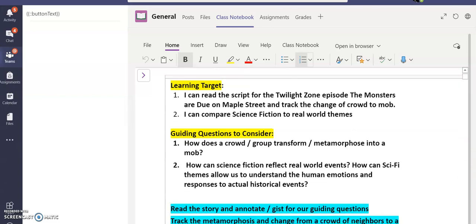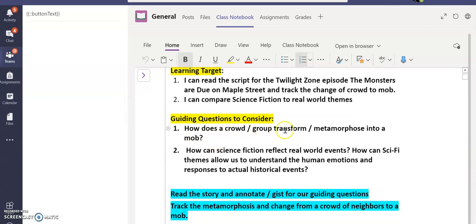Here are the guiding questions. How does a crowd or group transform, metamorph into a mob? How can science fiction relate to real-world events? How can sci-fi themes allow us to understand the human emotions and response to actual historical events?